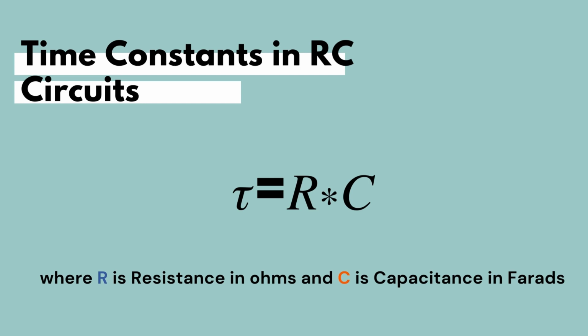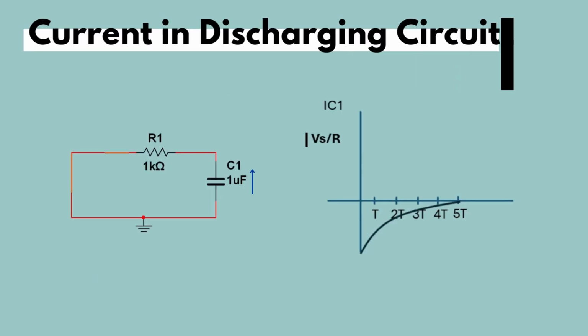Now that we've understood the behavior of voltage on a capacitor that's getting discharged, let's take a look at the current in a discharging circuit. Once the capacitor has a path to fully discharge itself, the current will flow in the opposite direction through the resistor. Therefore, as you can see in the graph, the current is negative at the beginning.